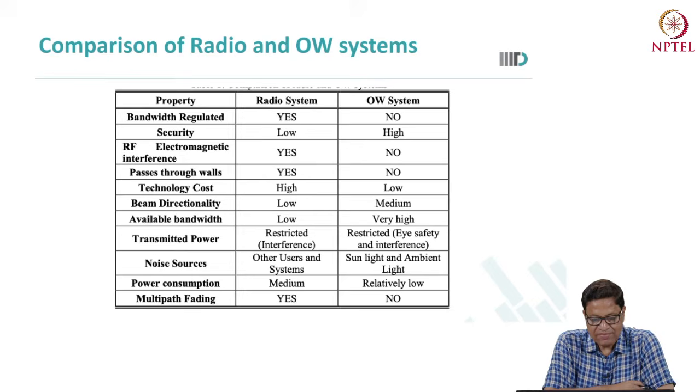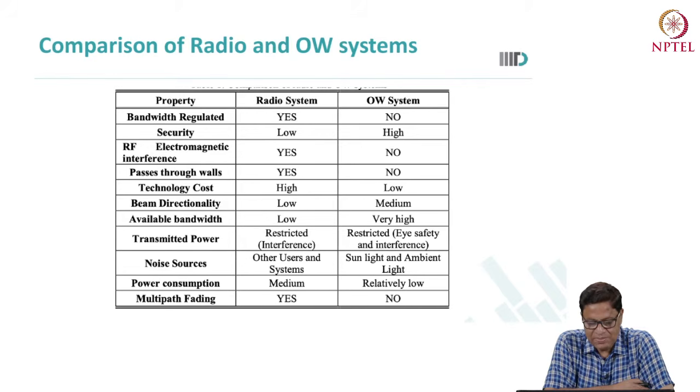This is a comparison of radio and optical wireless systems. If you see the bandwidth, it is regulated in radio systems. There are agencies which regulate the allocation of spectrum for RF. In optical wireless systems, there is no such regulation because it uses the visible light spectrum coming from, for example, illumination or a typical light emitting diode or some optical source. Security in radio systems is low. In optical wireless, it is high because the light is contained within the room and it is mostly line of sight.